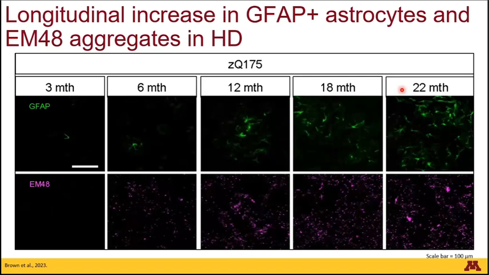GFAP positive astrocytes increase over time. There really aren't very many at 3 or 6 months, but they do start to accumulate, and there's a ton by the time you get to 22 months. EM48 aggregates also increase over time, with aggregates appearing around 6 months and then increasing in number and size as disease progresses. This is well known in the field, and it's been established in our mouse line.